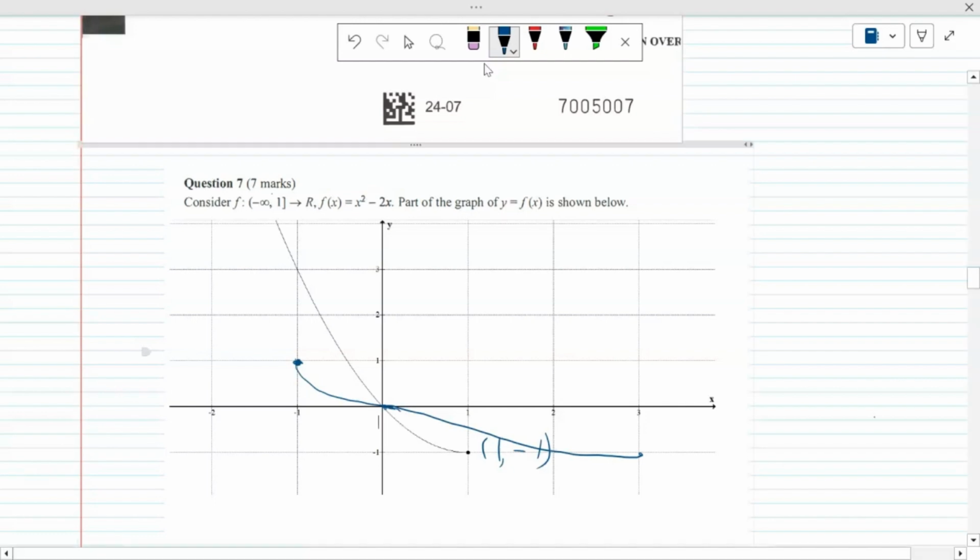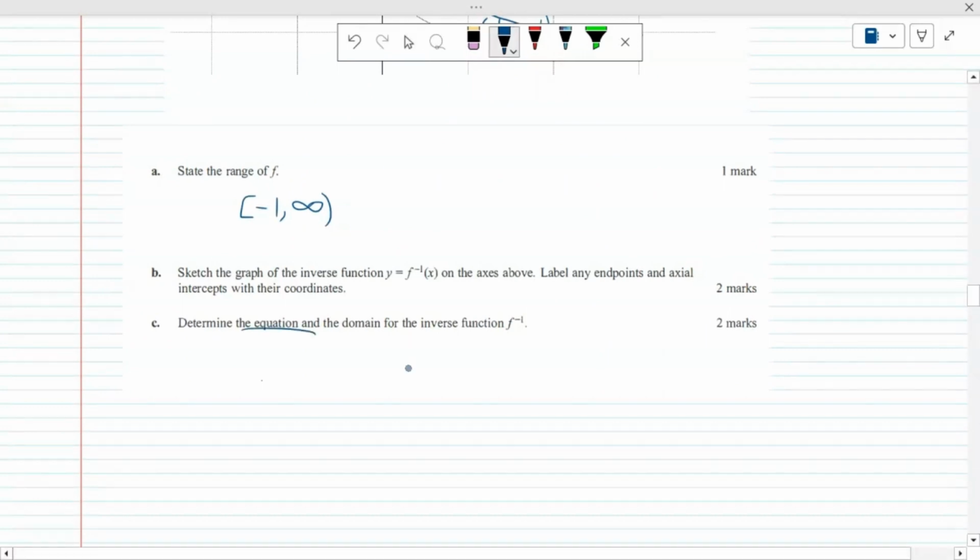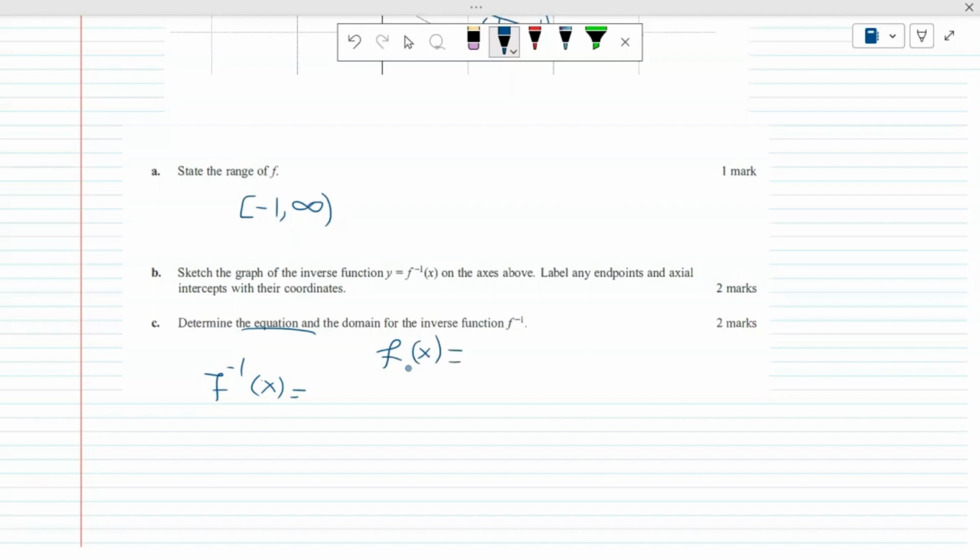All right, now the next bit is the equation. Determine the equation and the domain for the inverse. So we want to find the inverse. My f of x is x squared minus 2x. First and foremost, I would use completing the square, especially for this type, to invert it. So my f of x has to be (x minus 1) squared minus 1. That's my completing the square.